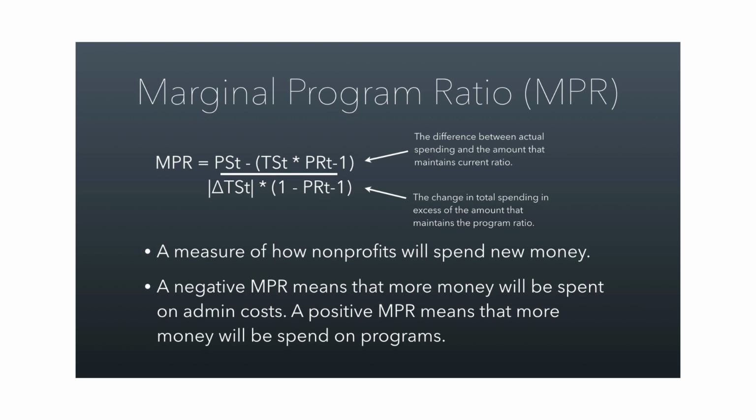And this is a way of looking at how nonprofits spend new money. It creates an index number, which means that the number only has significance in relation to the way that the money is being spent. And basically, it's a number that's either positive or negative. A negative NPR means that new money is going to be spent disproportionately on administrative costs, meaning admin costs will go up more than program costs with new money coming in. A positive NPR means the other. It means that program costs will get more of the money relative to administrative costs.